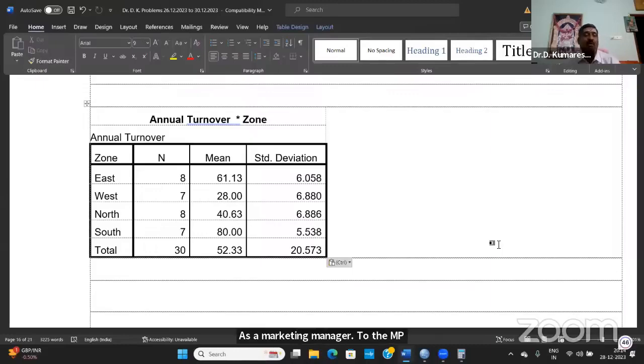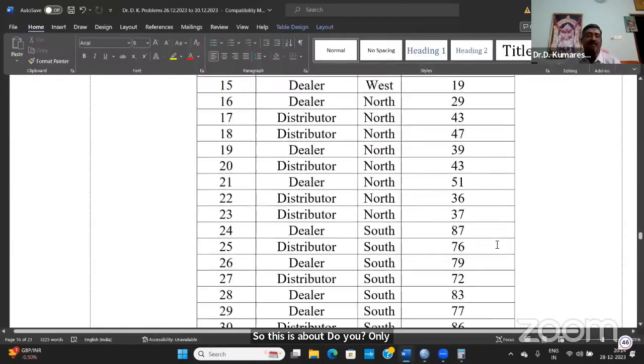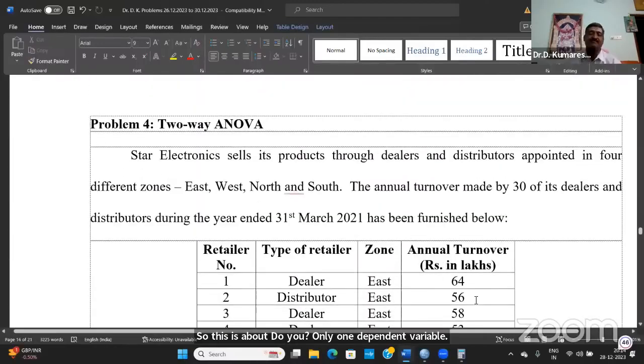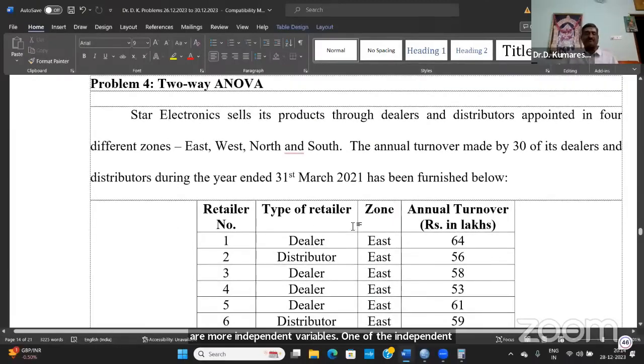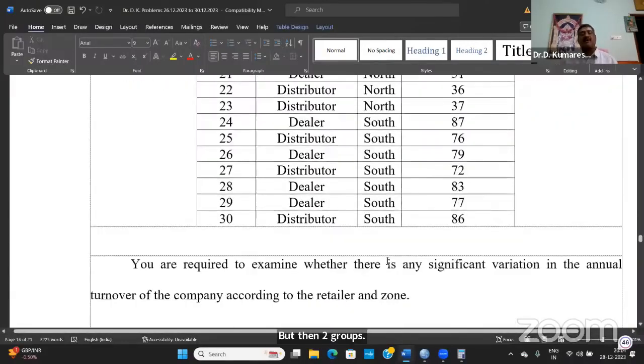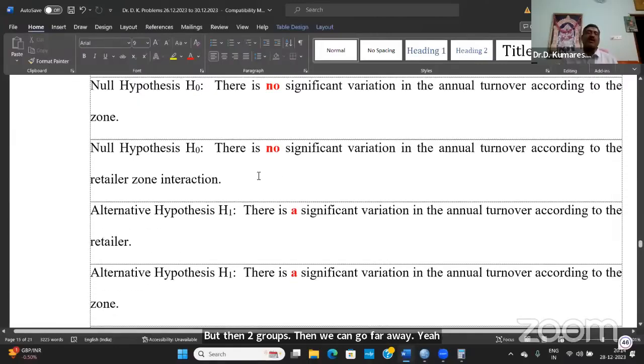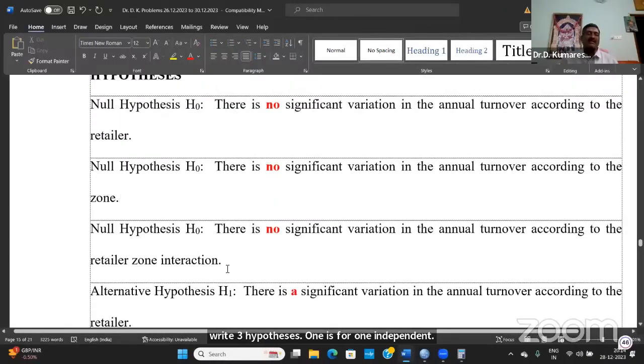So this is about two-way ANOVA. Only one dependent variable, two or more independent variables. One of the independent variables, or even both, may contain more than two groups. Then we can go for two-way ANOVA. We have to write three hypotheses. One is for one independent variable, one is for another independent variable, and the third one is for both independent variables together. Interaction means together.